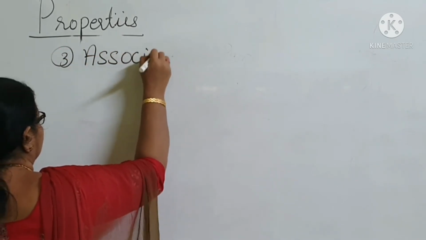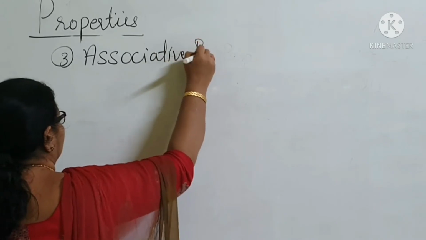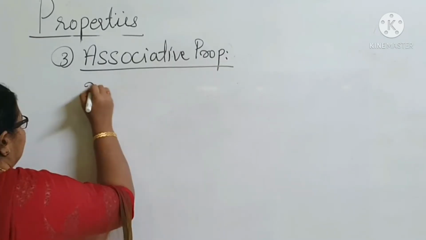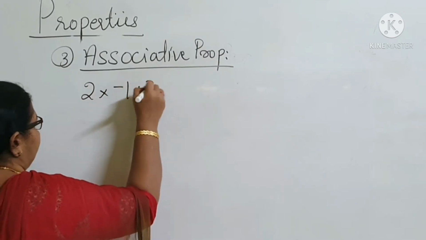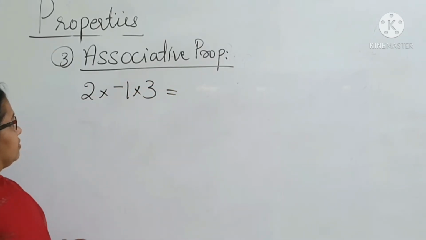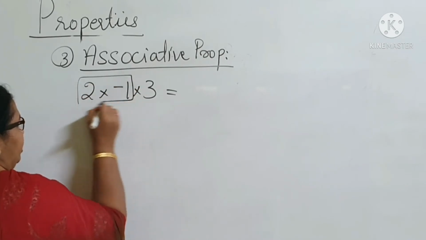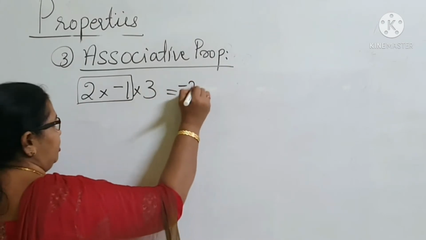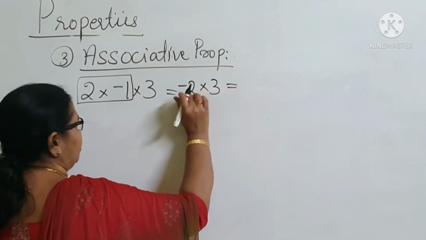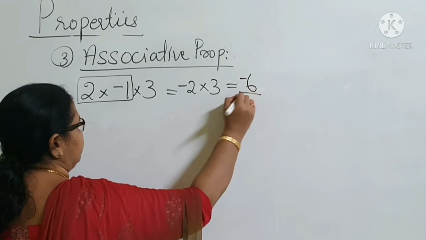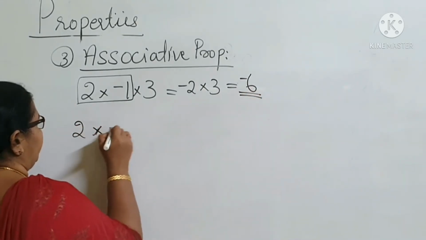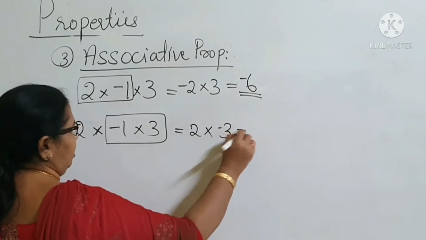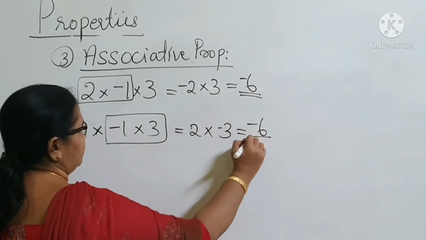associative property. Three integers, 2 into negative 1 into 3. Then first multiply 2 and negative 1. 2 into negative 1 is negative 2 into 3 is equal to, positive into negative is negative 6. And second, 2 into negative 1 into 3. Then first multiply negative 1 into 3, that is negative 3. Positive into negative is negative 6.